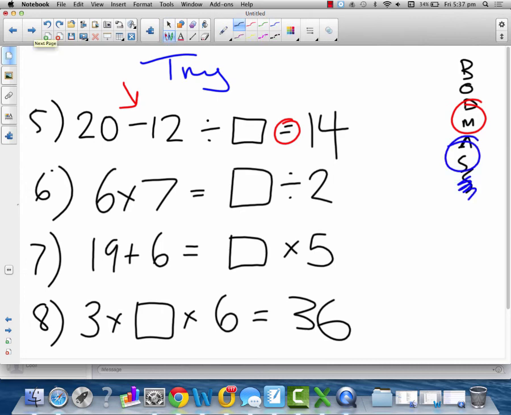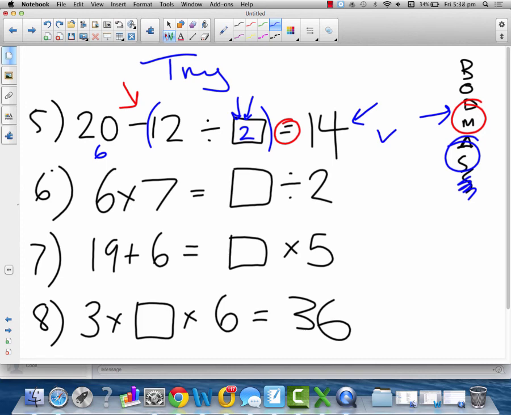Okay, I'll move a little bit more quickly now because you might all have the right answer and be a bit too bored. So 20 minus 12 divided by something. Now, because it's division, we do the division first. Remember, BODMAS, division comes before takeaway. So what take from 20 equals 14? Well, I know I've got to take 6 away from 20 to equal the 14. So 12 divided by what equals 6? Is the question. 12 divided by 2. So 20 minus 12 divided by 2 equals 14.